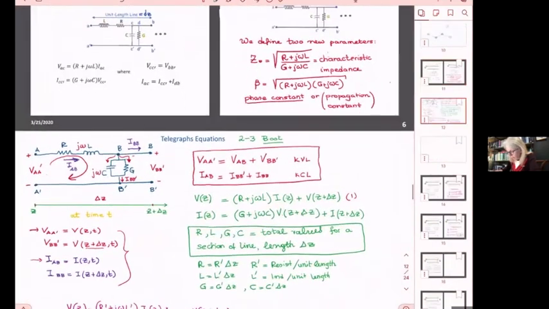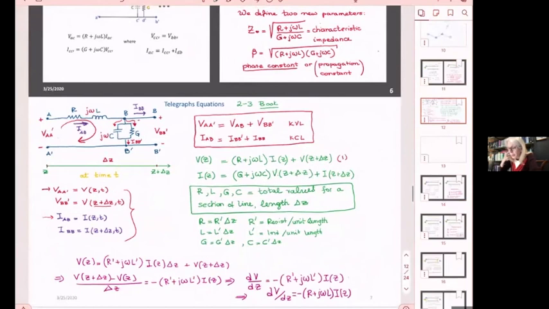Why is this important? It is important because in a short section of a line, I have a section of a line that is dz, or I call it delta z, practically. It's the same thing. And it is infinitesimally short, obviously. And for this, I have a representation of this line with R, L, C and G.